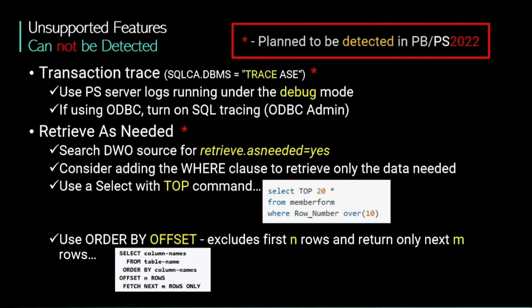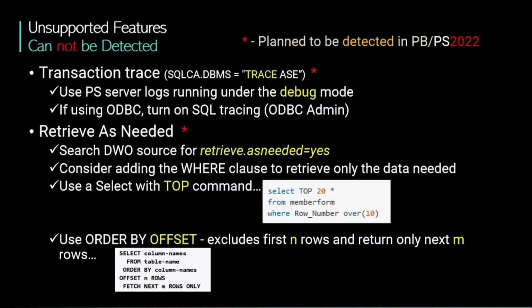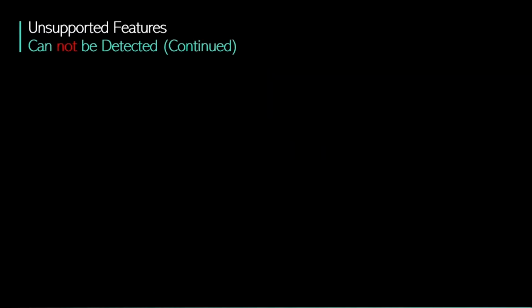Again, this is planned to be detected in PowerServer 2022. So you can get all these features automatically detected, and you'll actually get a message in the unsupported features analysis report. That's pretty easy to do as far as the retrieve as needed, but it will be nice to have the other ones indicated as well in 2022.